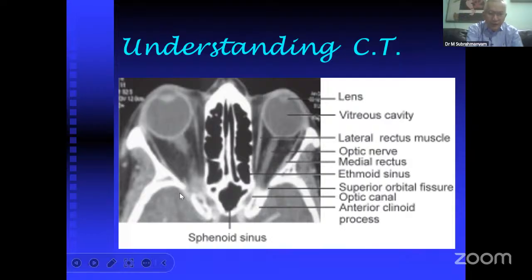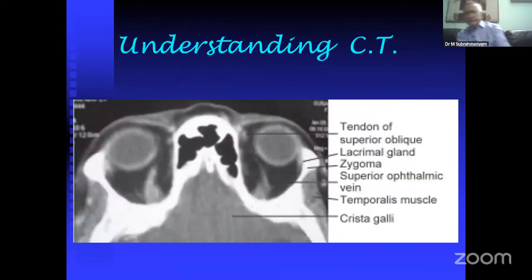You remember that if you want to comment that this is the optic nerve, you should be able to see another fissure, that is the superior orbital fissure. If you see only one, it is not the optic canal. We'll come to that a little later.